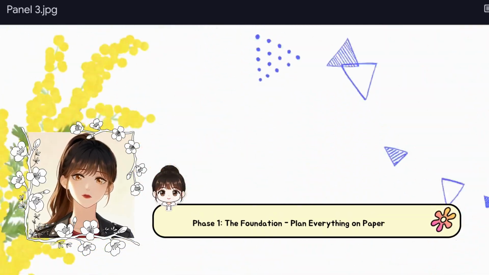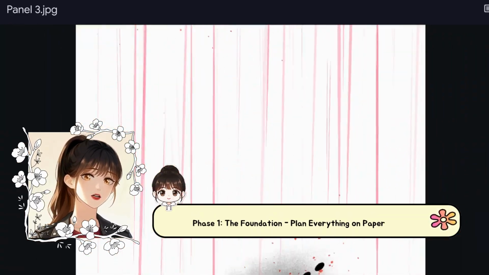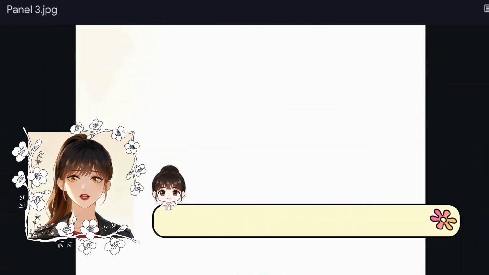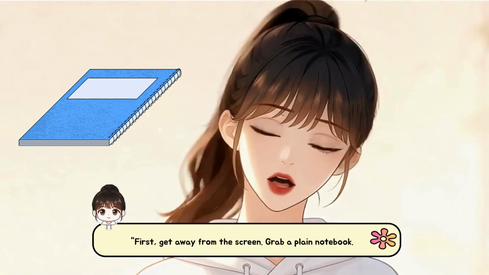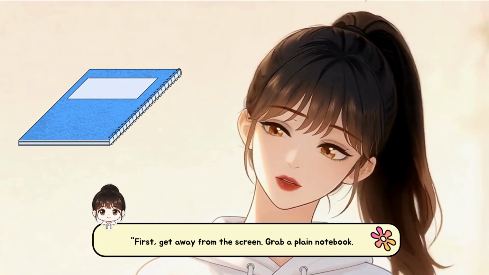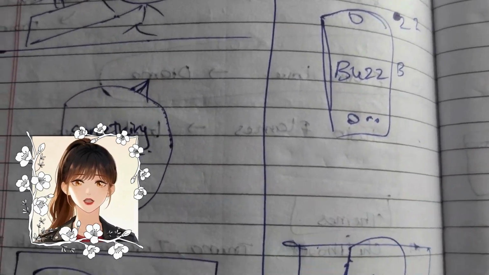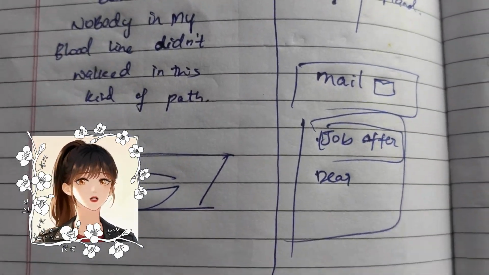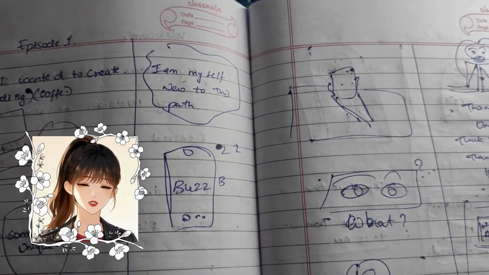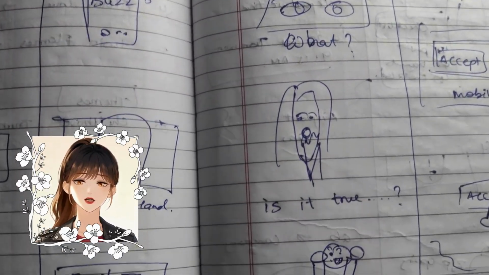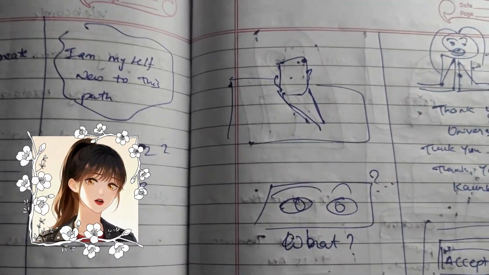Let's break it down. Phase 1, the foundation. Plan everything on paper. First, get away from the screen. Grab a plain notebook. This is your Bible. Story and world. Write your first story. Define your themes. Sci-fi, drama, adventure. List your main characters and your special guests.